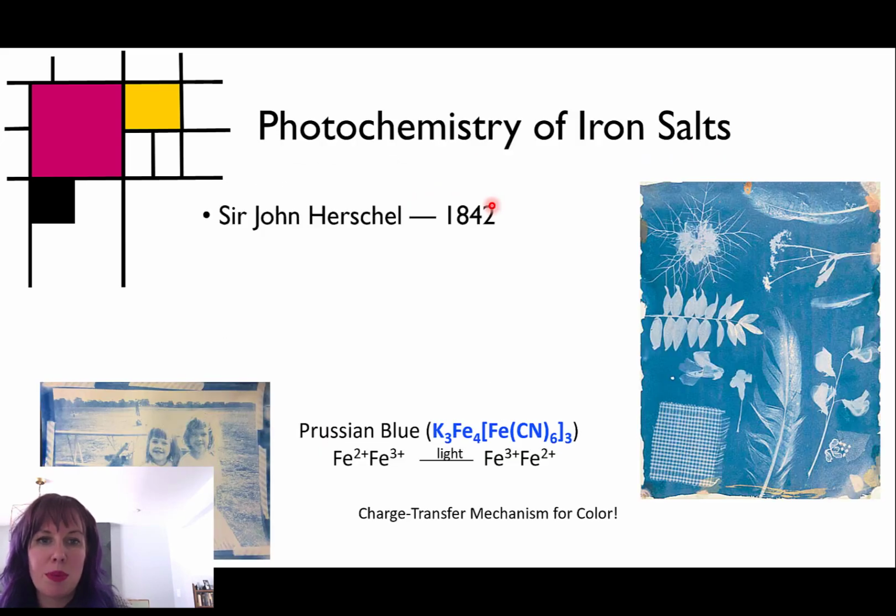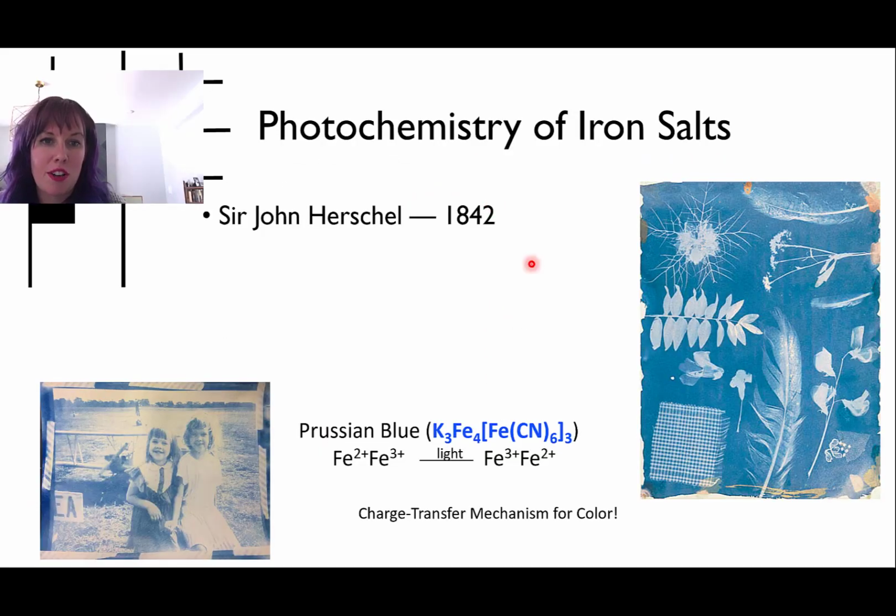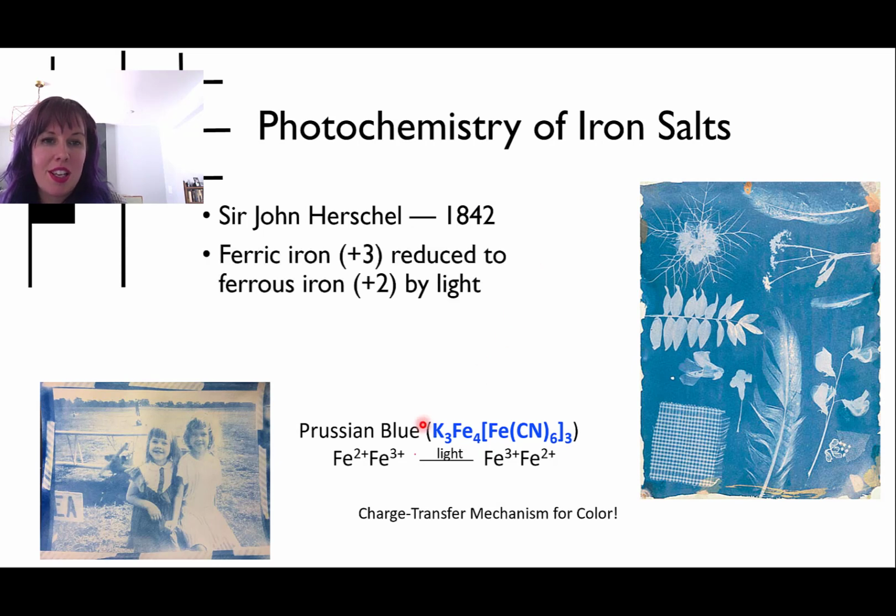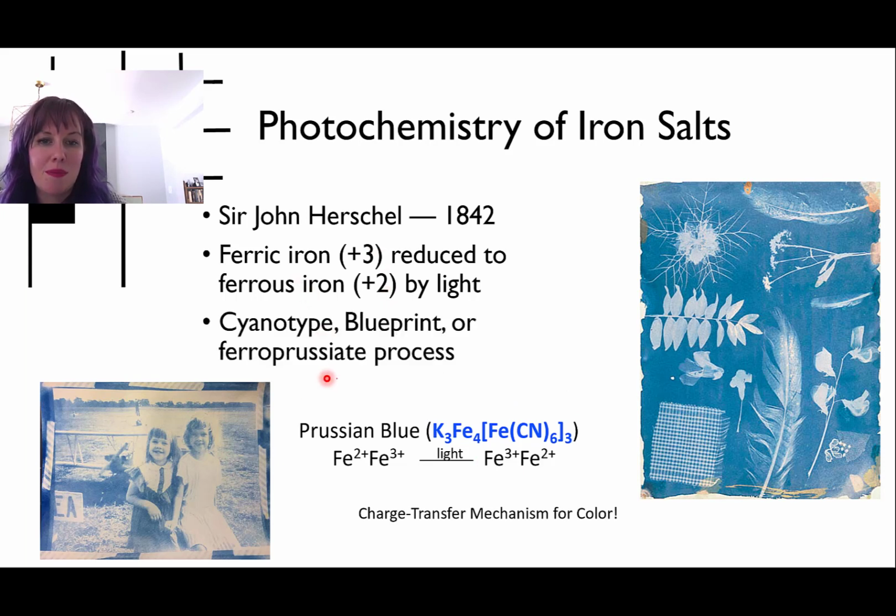So let's talk about Prussian blue, discovered by Sir John Herschel in 1842. So you create this complex that has an iron(III) and an iron(II) when exposed to light. And this is also known as a blueprint. So cyanotypes are also blueprints.